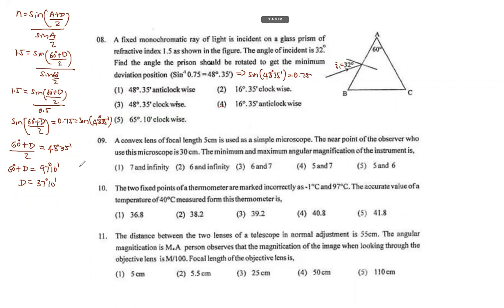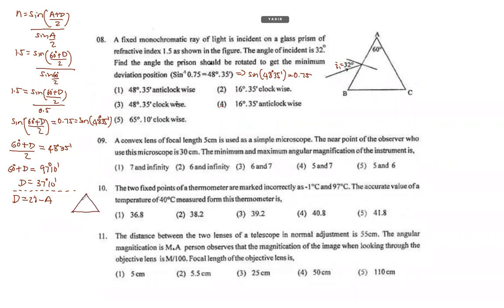If that's the value of D, what should I do? If that's the value of D, there's another equation where we can find out the angle of incidence. What is that equation, people? D is equal to 2I minus A. That is this I when the angle of deviation is minimum. That is that I.